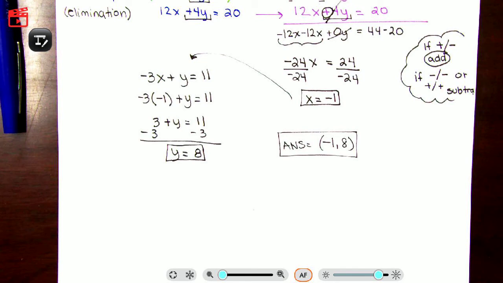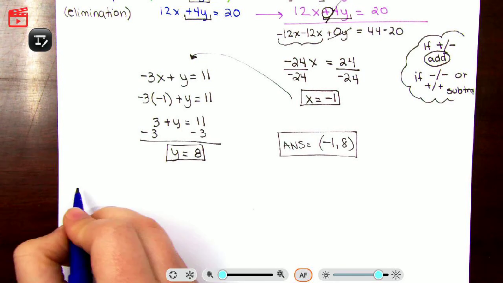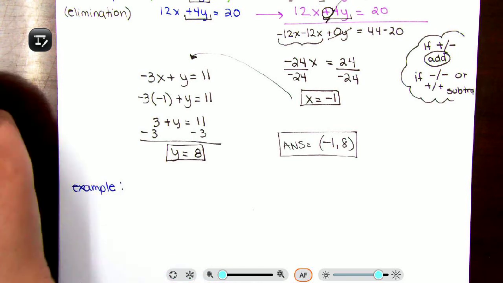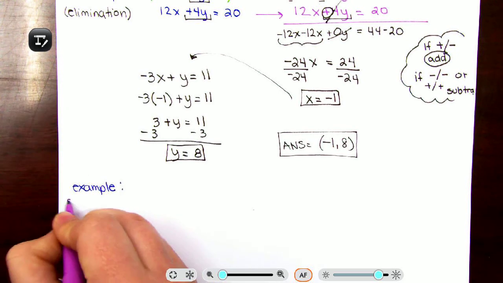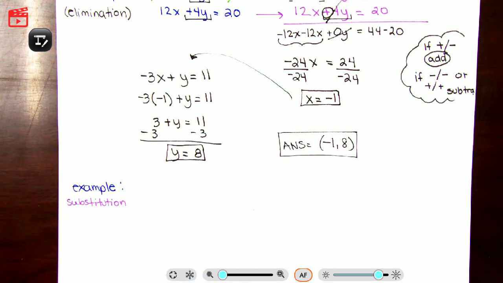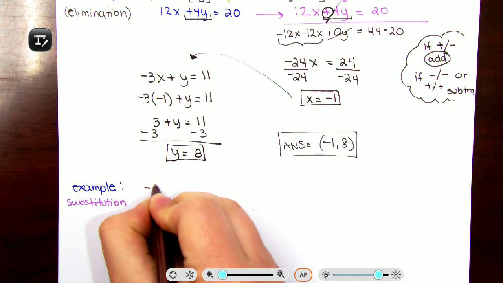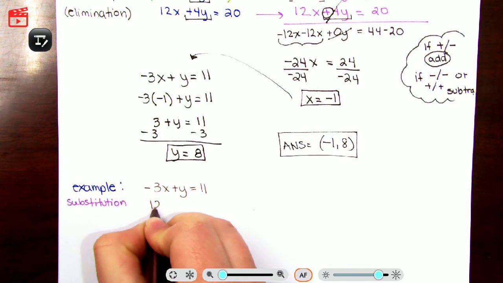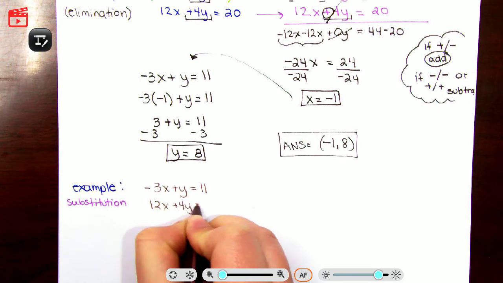Now, I'm going to do the same exact problem, but now we're going to do, guess what method? Substitution. And let's see if maybe substitution would be easier or maybe it'd be harder. I don't know. Let's find out. Let's do this together. So I'm going to rewrite the original question that we had. Negative 3x plus y is equal to 11. 12x plus 4y is equal to 20.